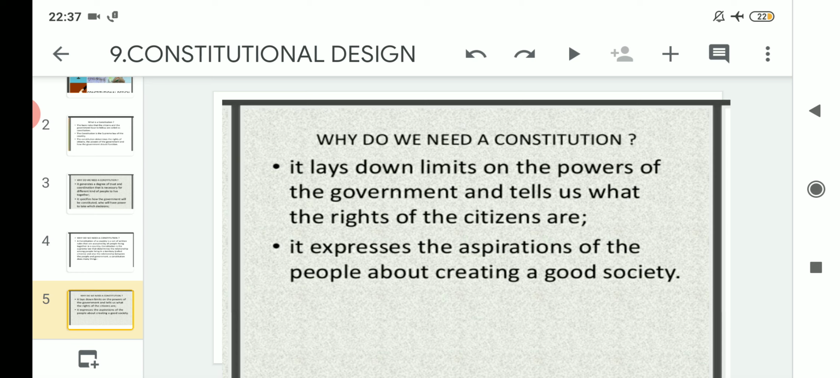After that, it expresses the aspirations of the people about creating a good society. So in the same way, while we are being given certain rights by the constitution, the constitution also expresses the aspirations of the people about creating a good society. So in order to create a good society, what aspirations are needed actually, that is also laid down by the constitution. Suppose for example, to create a good society, we should be good citizens first, then we must follow all the fundamental duties as laid down by the constitution. Clear?